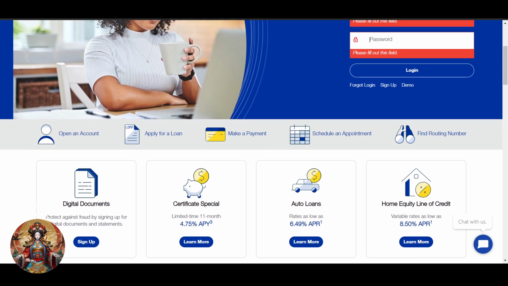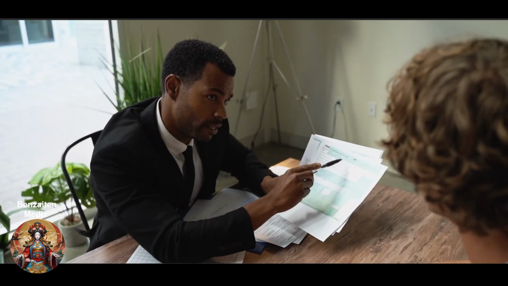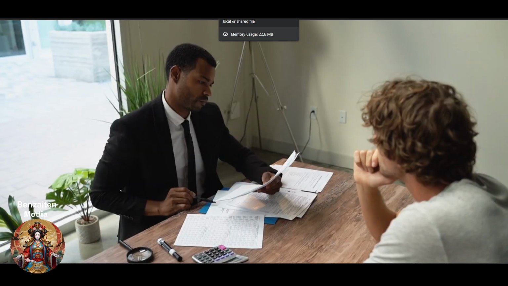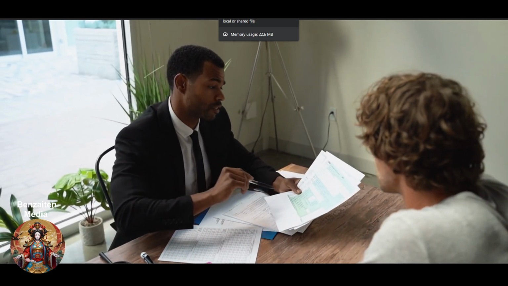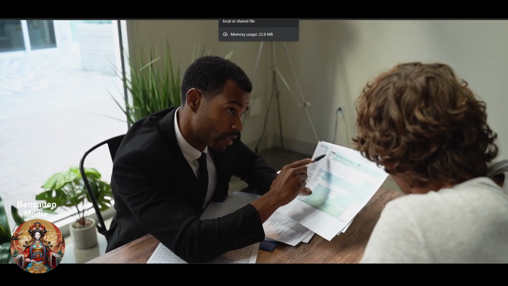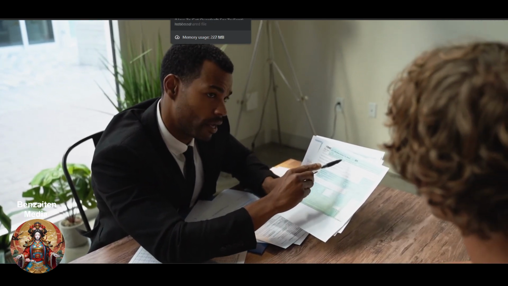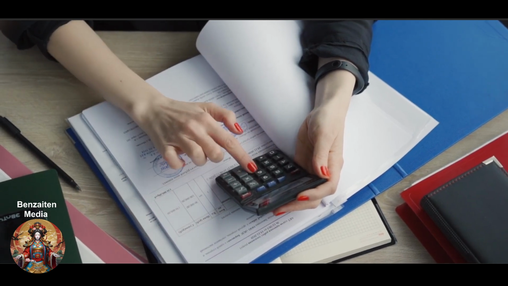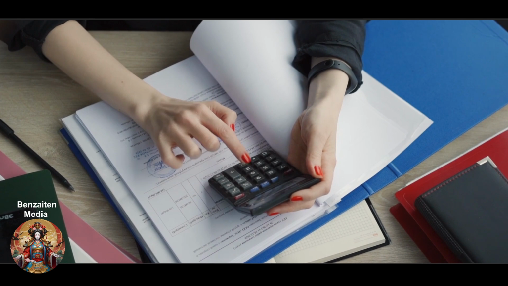Then after that, you have to understand and review the policies, right? That is very important. Review the overdraft protection terms, including any fees associated with transfers or overdraft. Be aware of the terms and conditions, such as repayment requirements for the overdraft line of credit, or specific conditions under which courtesy pay applies.